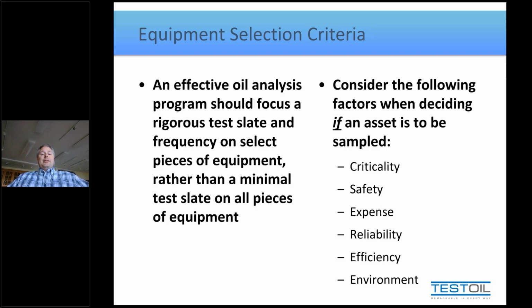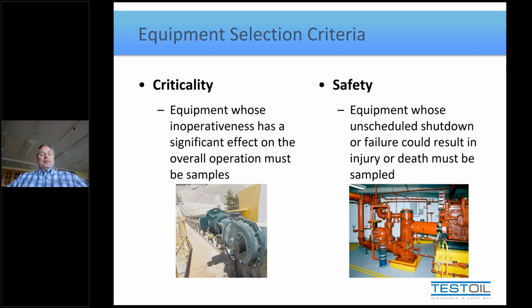So the first criteria is, is it critical? If you say yes, it is critical to plant operations, it's critical to what I'm doing, then it is worth sampling. But if you look at it and say, no, I've got that in duplicate, triplicate, if one of them goes down, the other one turns on, there may not be a need to sample that particular piece of equipment.